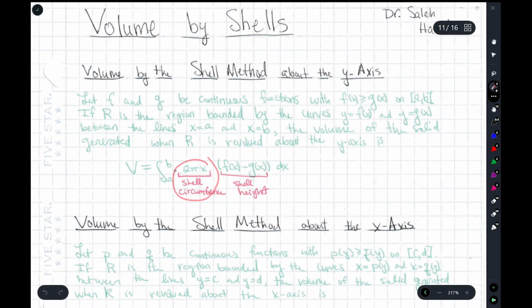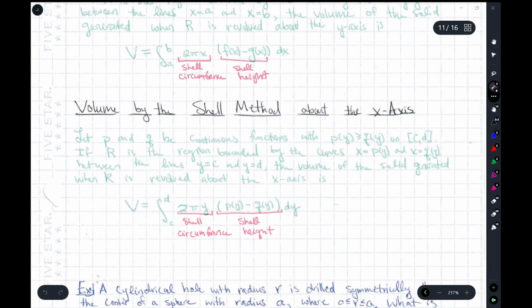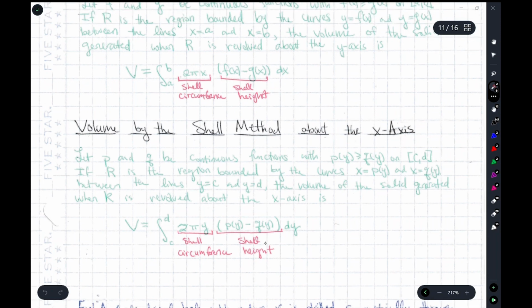So you'll get a shell of circumference 2 pi x and a height of f of x minus g of x, and you'll multiply that by dx to get the volume of that shell, and you add all those shells together. You could also do this by rotating about the x-axis, but here you'll do an integral over y, again in contrast to the disk and washer method.